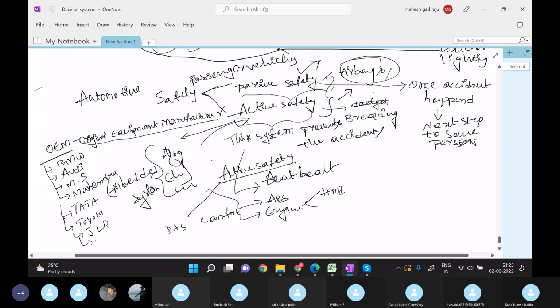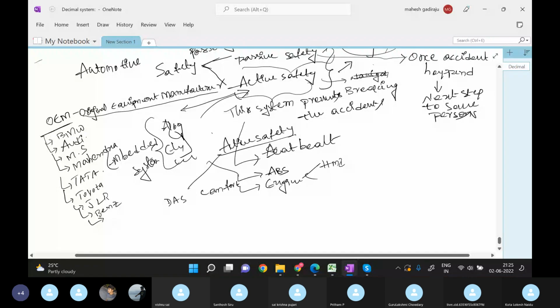Maserati, Benz is one more. Honda. Lamborghini, Ferrari, Bugatti, Ford, Kia, Hyundai, Maruti Suzuki is there, Honda is there. So all these guys are the OEMs.